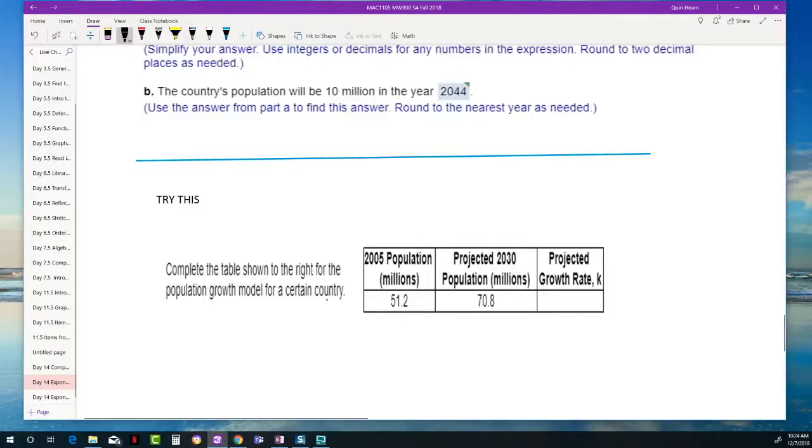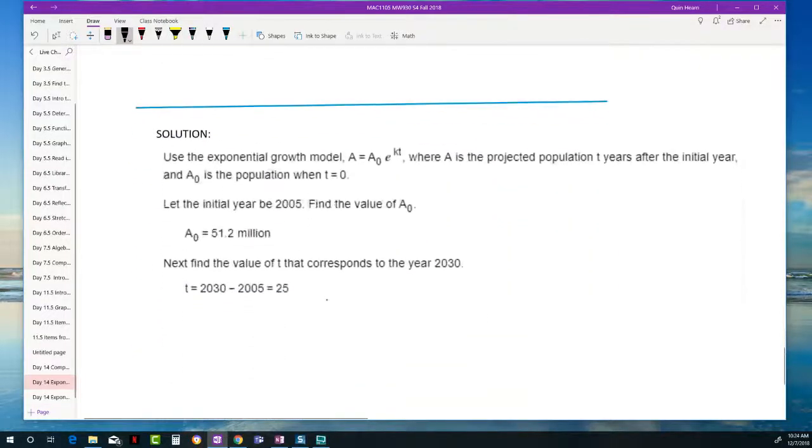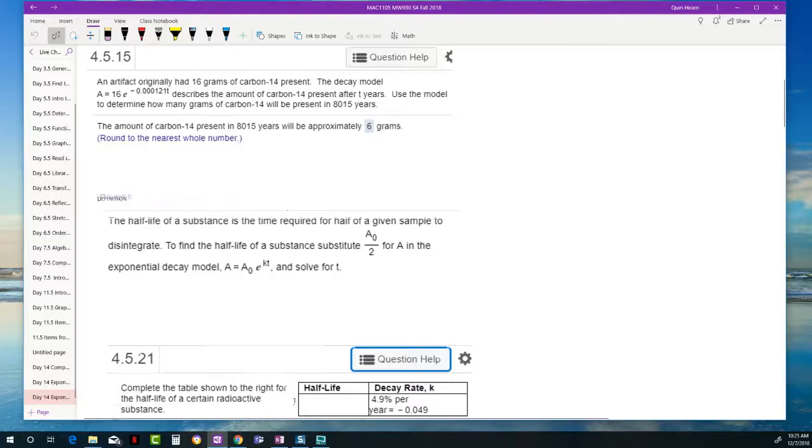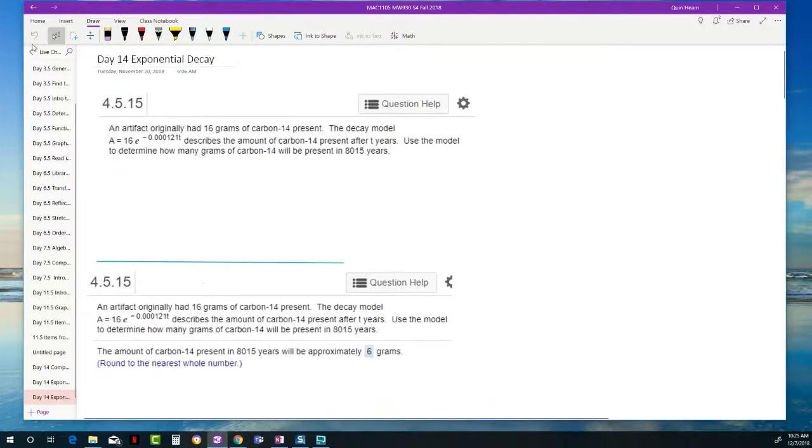All right, so there's a try this problem with the details worked out at the end of this page in your OneNote. So after we finish the live chat, you can go back in and try that and see how you do. But now we're going to move to the next page, which is about exponential decay.